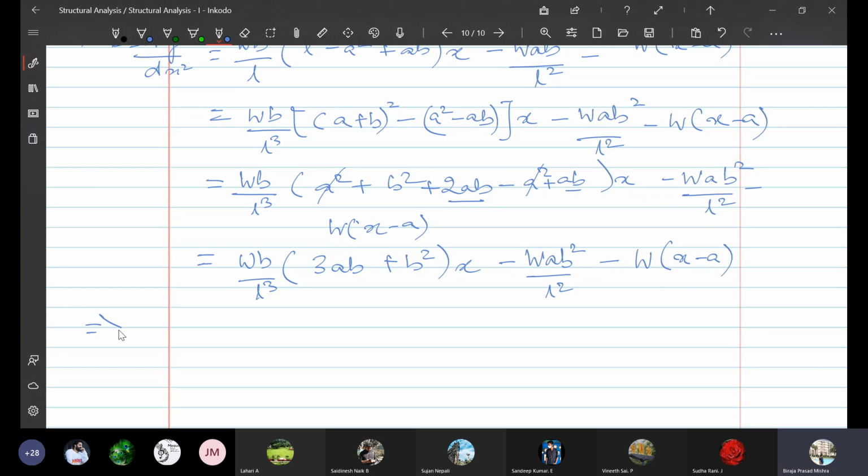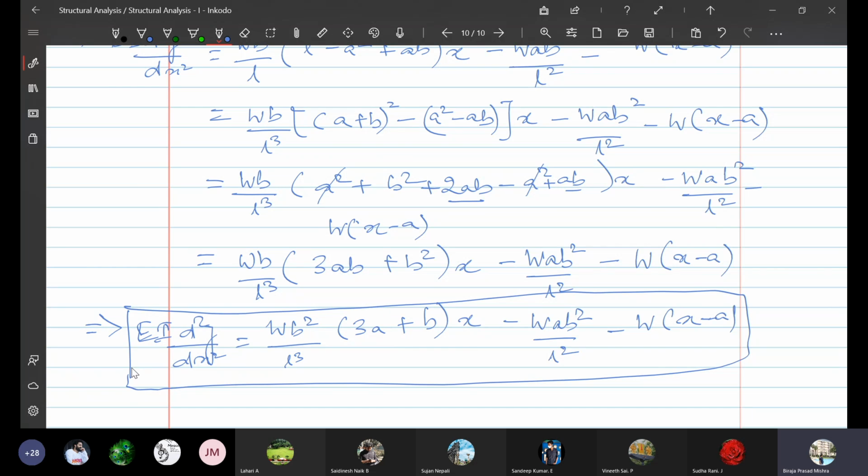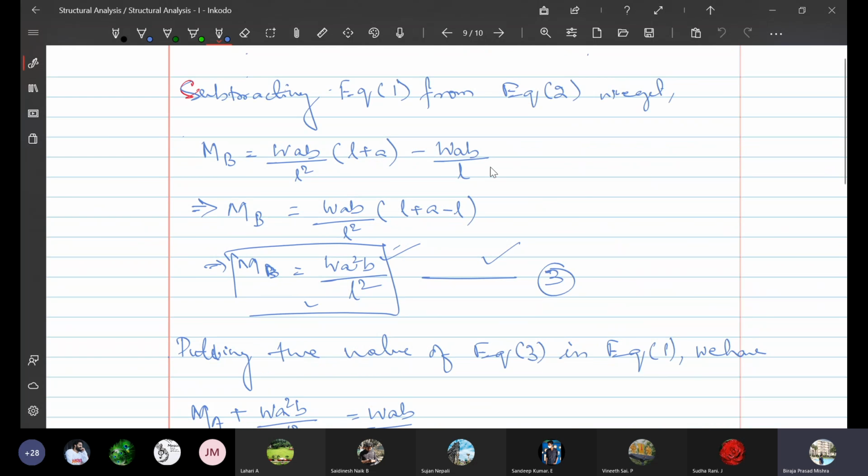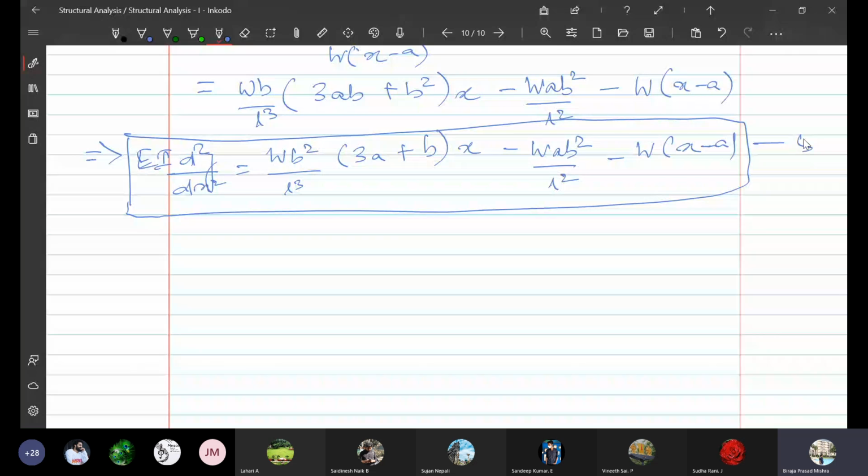So this implies I can further write it as EI into d square y by dx square equals WB square by L cube into, I took B common here, so that is B square, WB square into 3A plus B into X minus WAB square divided by L square, minus W into X minus A. Okay, so this is the equation. Let us put it as equation number 5.